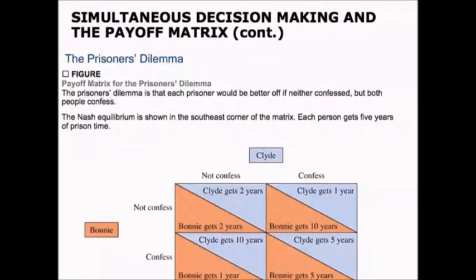Clyde is better off confessing if Bonnie does not confess. If Bonnie confesses, Clyde is again better off confessing. He'll get 5 years instead of 10 years. In fact, the same is true for Bonnie. So what we see is both Clyde and Bonnie are going to confess. Each will get 5 years, where they would be better off if neither confessed and only got 2 years.